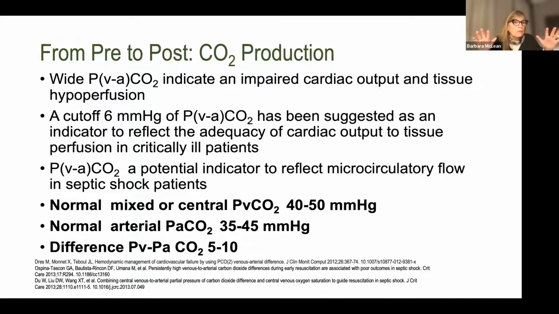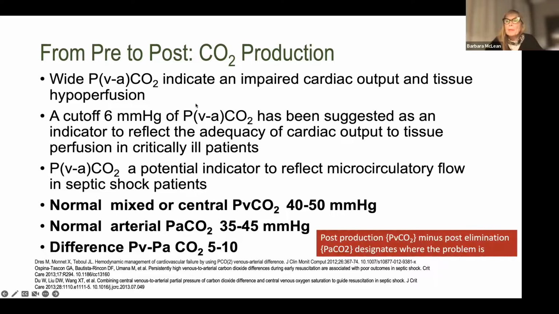You have to look at it at the same time. So you draw those gases at the same time, and then you gather that information and you look at your very first gap. Okay, so post-production, that's PvCO2, minus post-elimination, that's arterial CO2, really helps you to designate where the problem is, right? If your venous CO2 is high and your arterial CO2 is high and the gap is narrow, that's most likely, not absolutely, but most likely a ventilation problem.